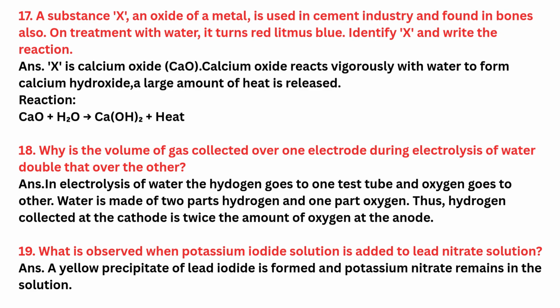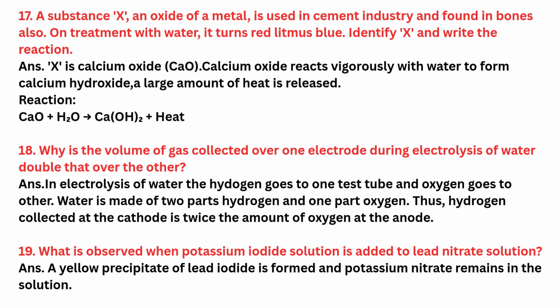Question number 17. A substance X, an oxide of a metal, is used in cement industry and found in bones also. On treatment with water, it turns reddish blue. Identify X and write the equation. Answer: X is calcium oxide, that is CaO. Calcium oxide reacts vigorously with water to form calcium hydroxide. A large amount of heat is released. Reaction: CaO, calcium oxide, plus H2O, water, gives Ca(OH)2, calcium hydroxide plus heat.